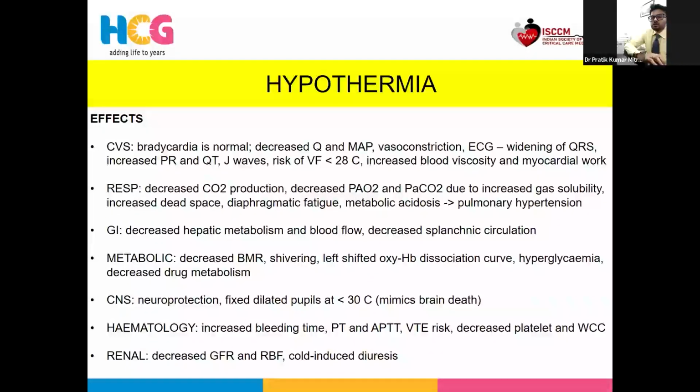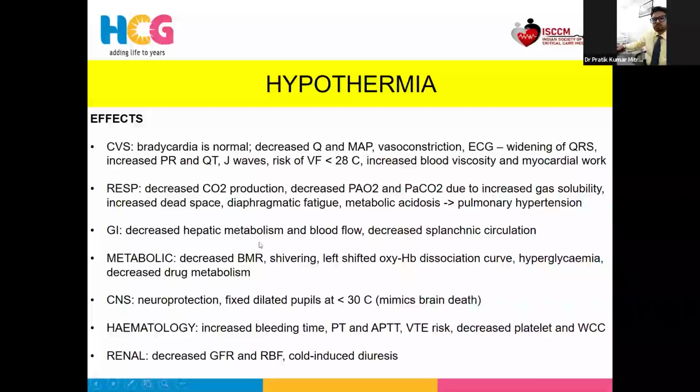Effects on the cardiovascular system: it causes bradycardia, decreased cardiac output, and vasoconstriction. In the ECG, there will be widening of QRS, prolonged PR and QT, J waves, and risk of ventricular fibrillation if temperature goes below 28, with increasing blood viscosity and myocardial work. In the respiratory system, there is decreased carbon dioxide production, decreased PaO2 and PCO2 readings due to increased gas solubility, increased dead space, diaphragmatic fatigue, and metabolic acidosis. Ultimately, it causes pulmonary hypertension.